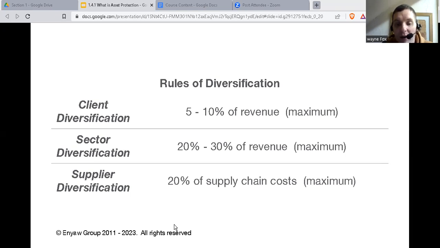And that way it won't impact the business as much. And the same goes with suppliers. You don't want to be tied to a handful of suppliers for everything. I'd say 20% should be your maximum spend with each one.